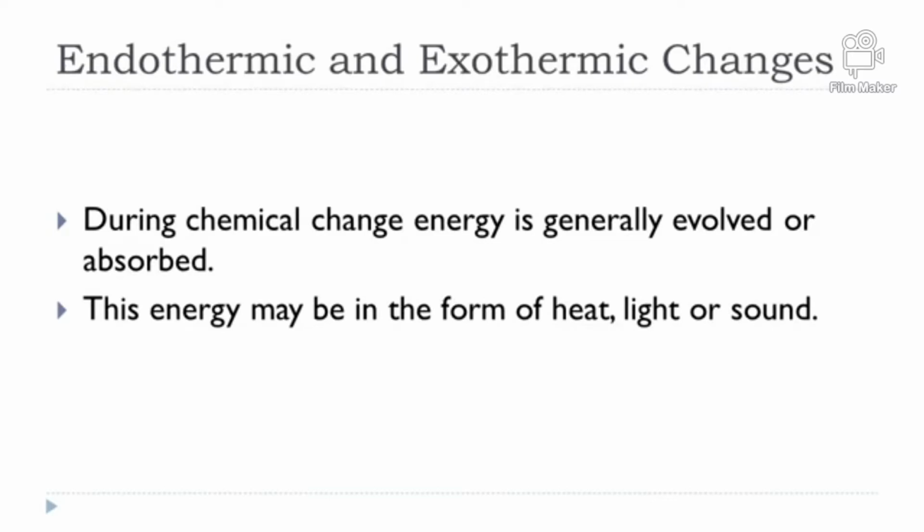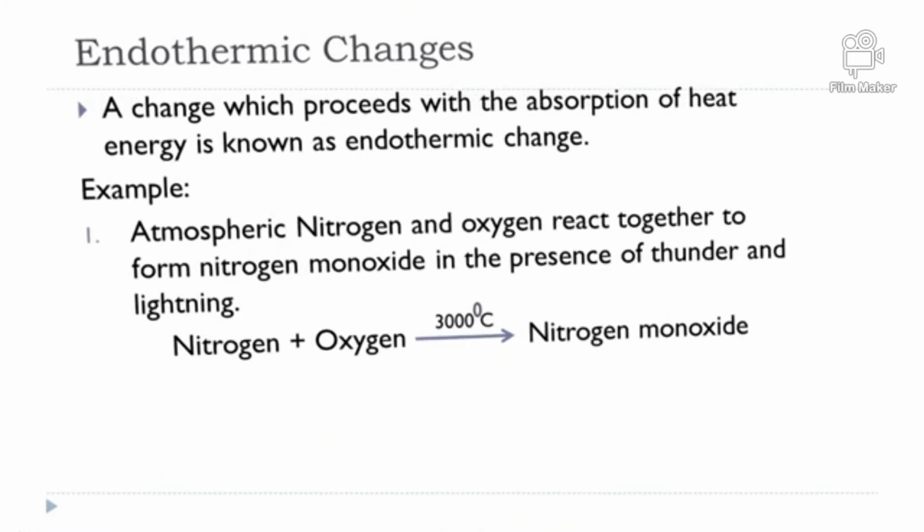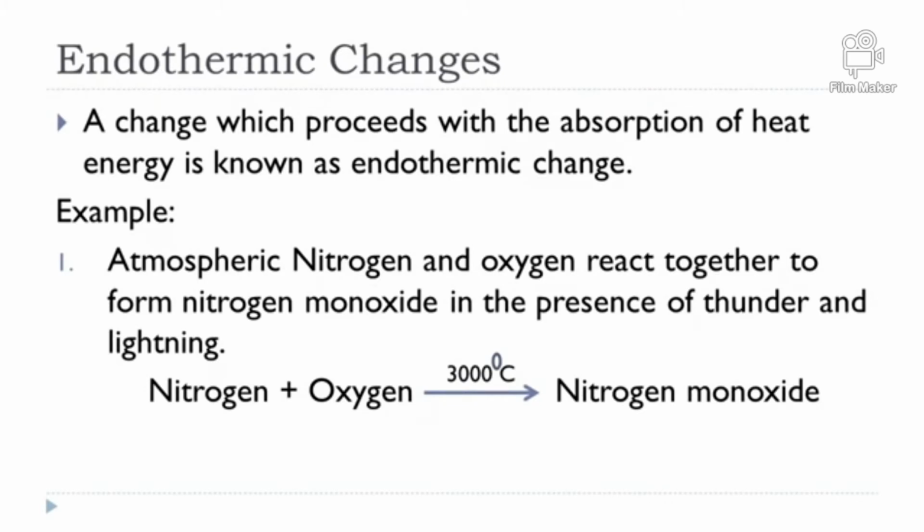Now the reactions or changes are endothermic or exothermic. What do you mean by endothermic and exothermic, children? As I told you earlier, during a chemical reaction or chemical change, there is either absorption of heat or there is evolution of heat. Either the heat is absorbed or the heat is evolved. This energy may be in the form of heat, light, or sound. A change which proceeds with the absorption of heat energy is known as endothermic change, where the heat is absorbed.